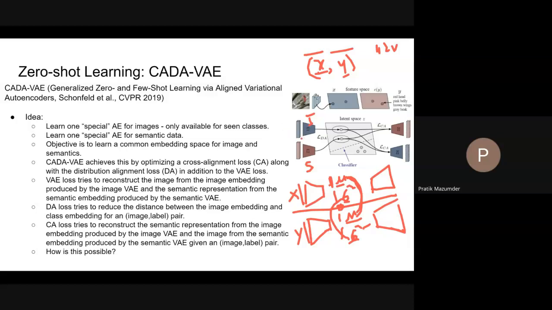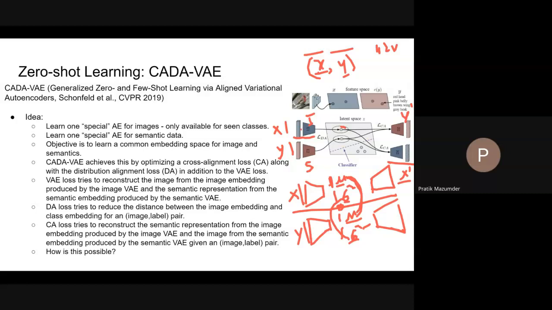When you're training a simple VAE, you will ideally not be performing any cross alignment. So your image encoder will produce some embedding over here, and that embedding, when decoded, will try to reconstruct the initial x. Similarly, your VAE for semantics will try to reconstruct the original semantic vector. Now that's the general setup.